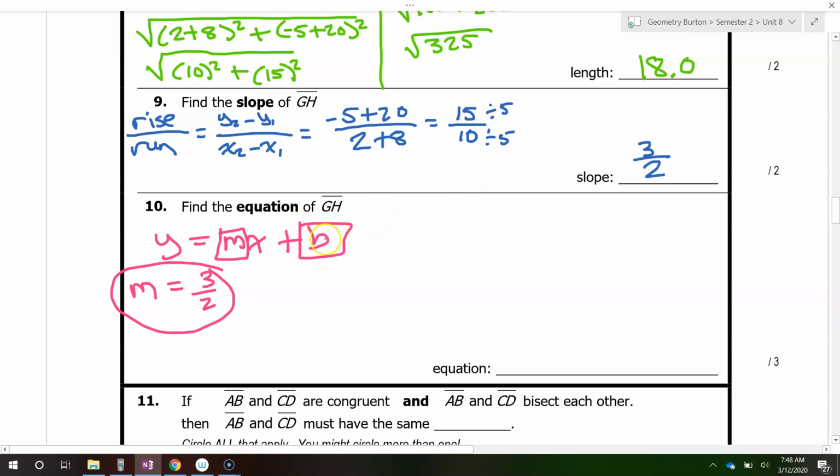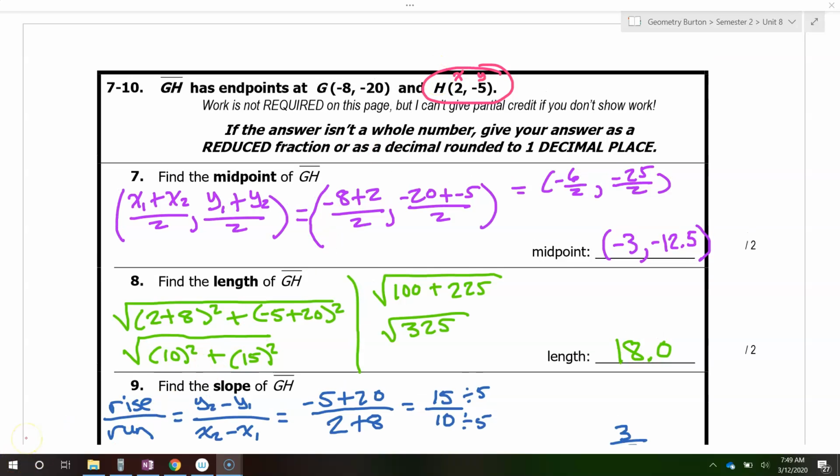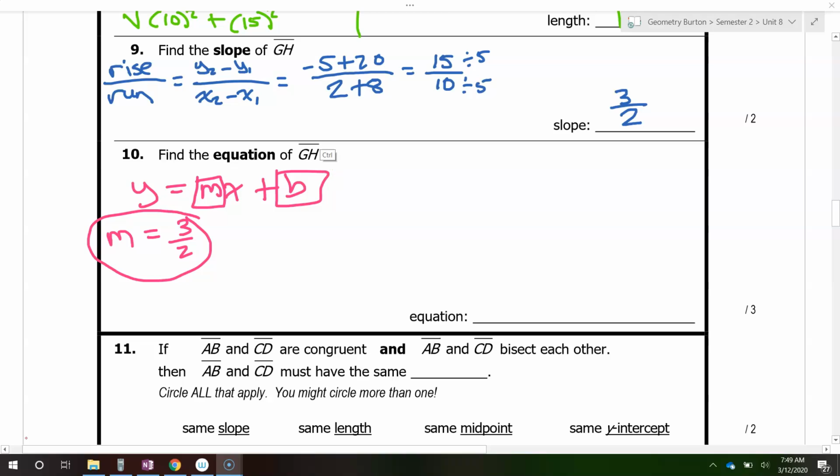So just pick one of these points to use. Doesn't matter which one. I think I'm going to pick this one. So we've got the x and we've got the y. x is 2 and y is negative 5. In fact, let me just rewrite that: 2 comma negative 5. This is what we're using. So y equals mx plus b becomes negative 5 is equal to 3 over 2 times 2 plus b.